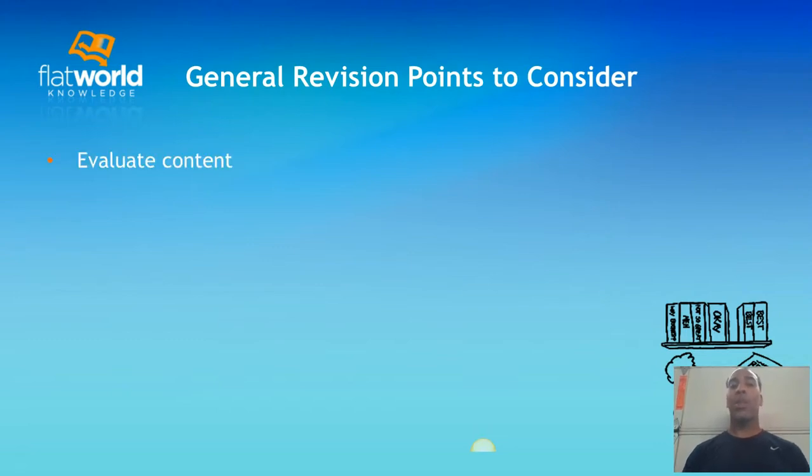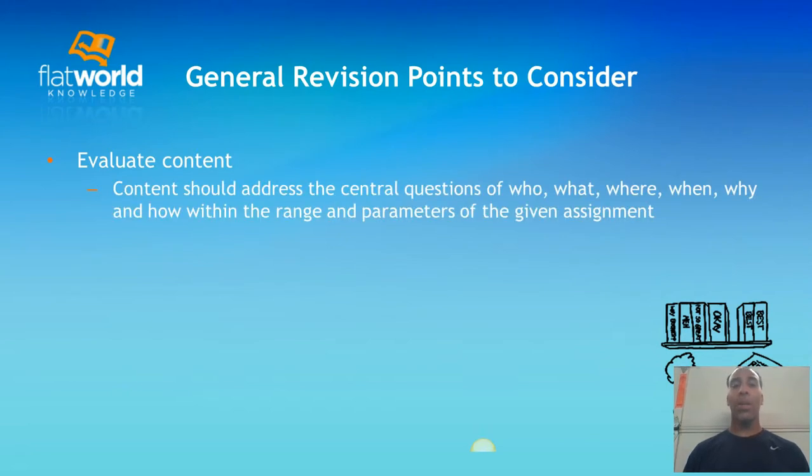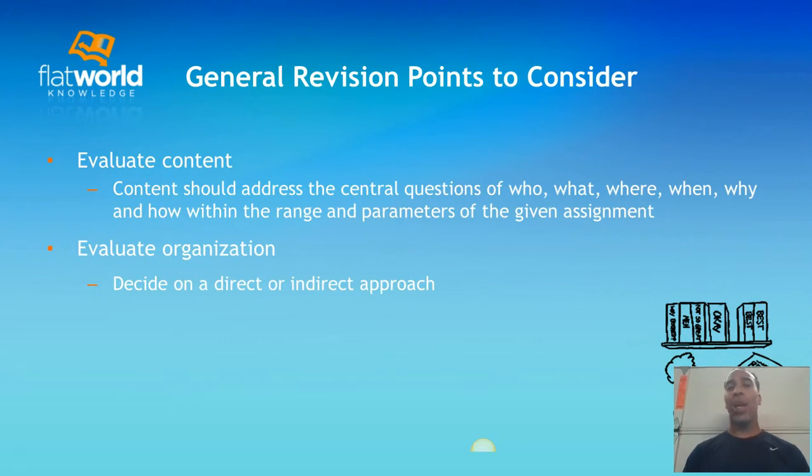General revision points to consider. So you want to evaluate the actual content, right? That's the meat of the document. Content should address the central questions of who, what, where, when, why, and how. Those are the main questions. If you have those covered, typically it will be a document that can communicate exactly what you want it to, and how, within the range of the parameters of the given assignment. Evaluate organization, right? So it can't just be a bunch of slop thrown in there. Even if it's good content, it needs to be organized.